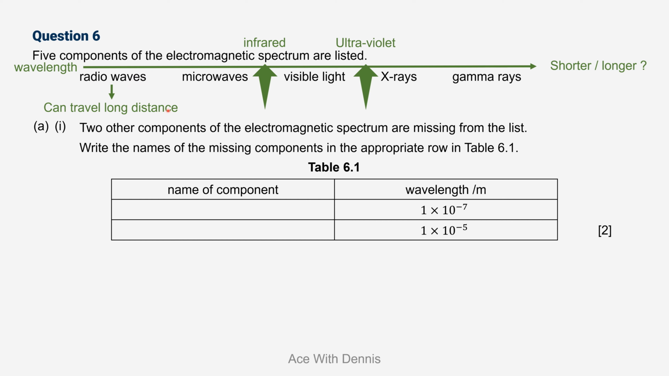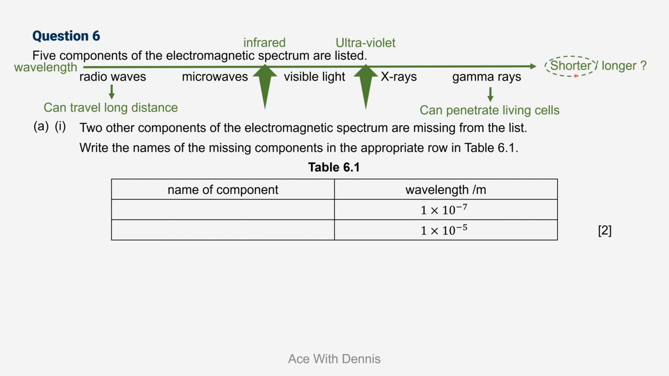Now check the last one, the gamma rays. This gamma ray can penetrate living cells. So what does it mean? It means that when the components go from left all the way to the right, the wavelength will become shorter.